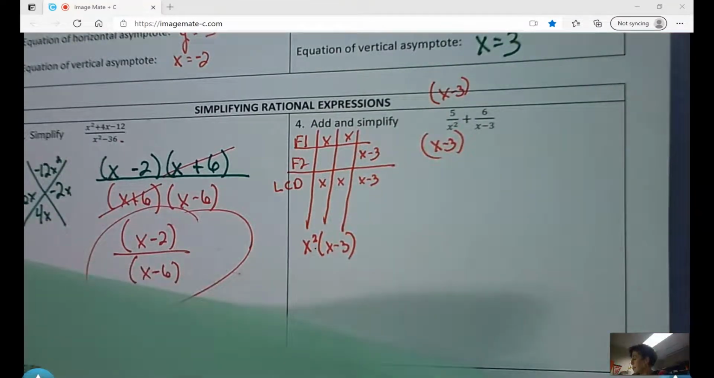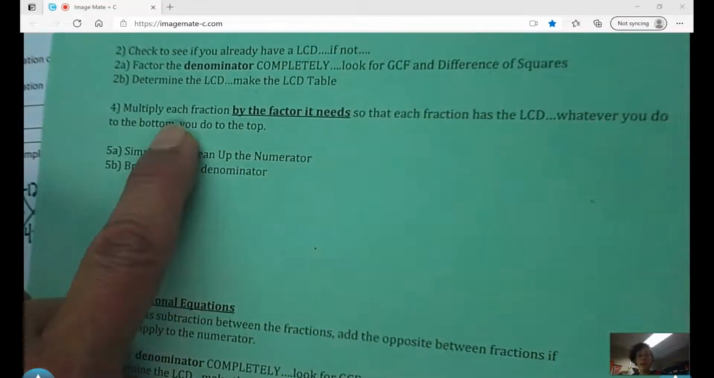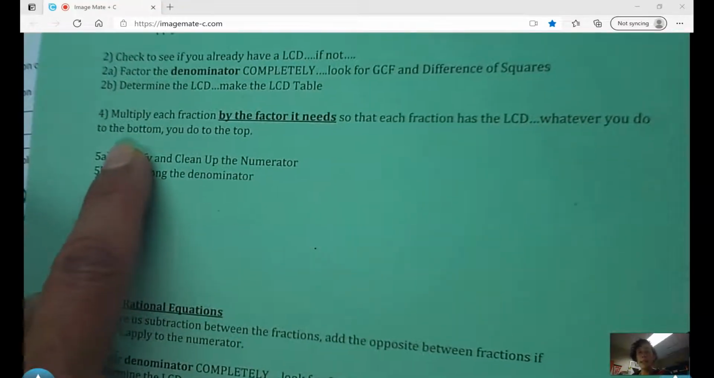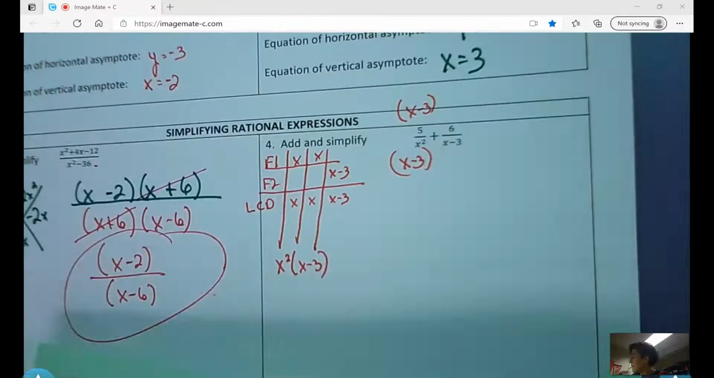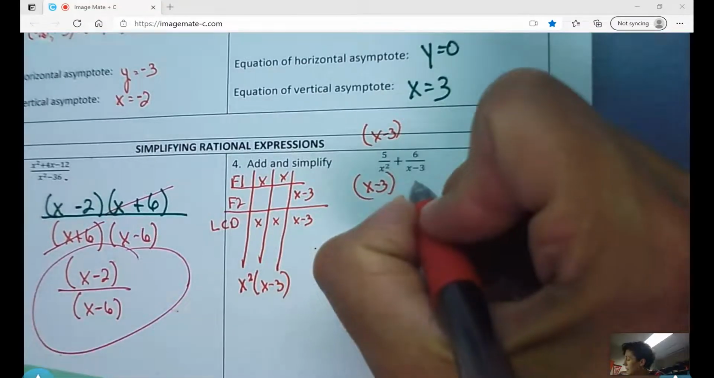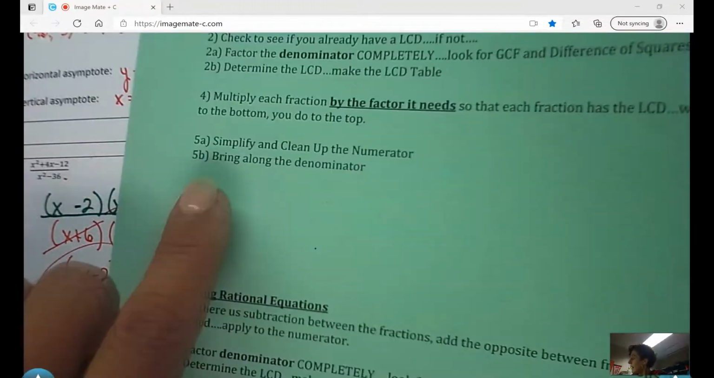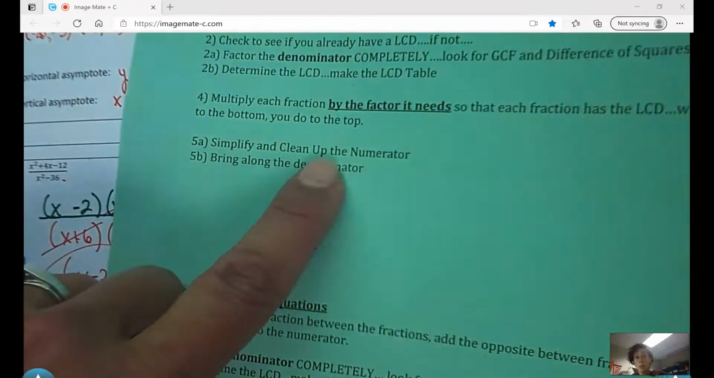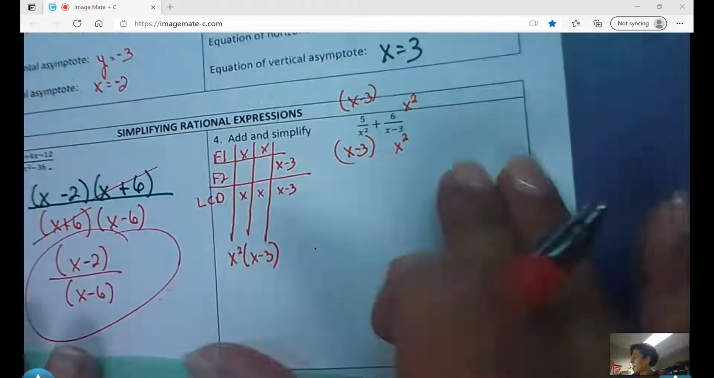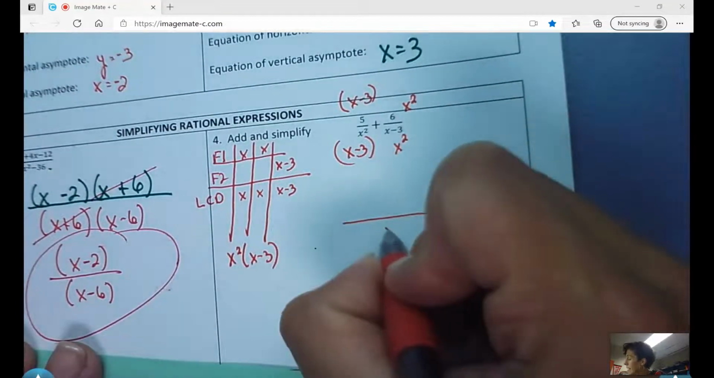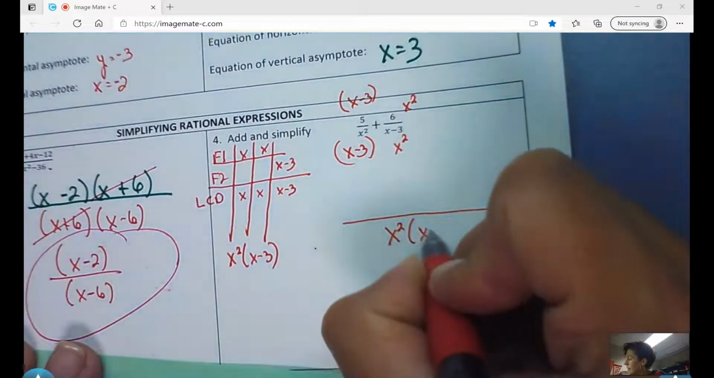And that's what this step says. Multiply each fraction by the factor it needs so that each fraction has the LCD. Whatever you do to the bottom, you do to the top. So this will need an x squared. Whatever I do to the bottom, do to the top. Simplify and clean up the numerator. Bring along the denominator. So the denominator will stay at x squared and x minus 3.